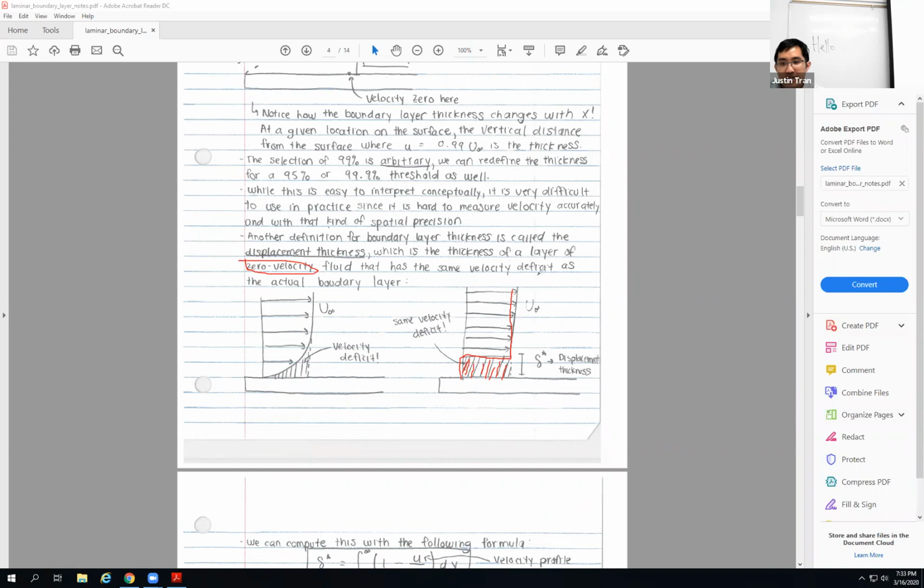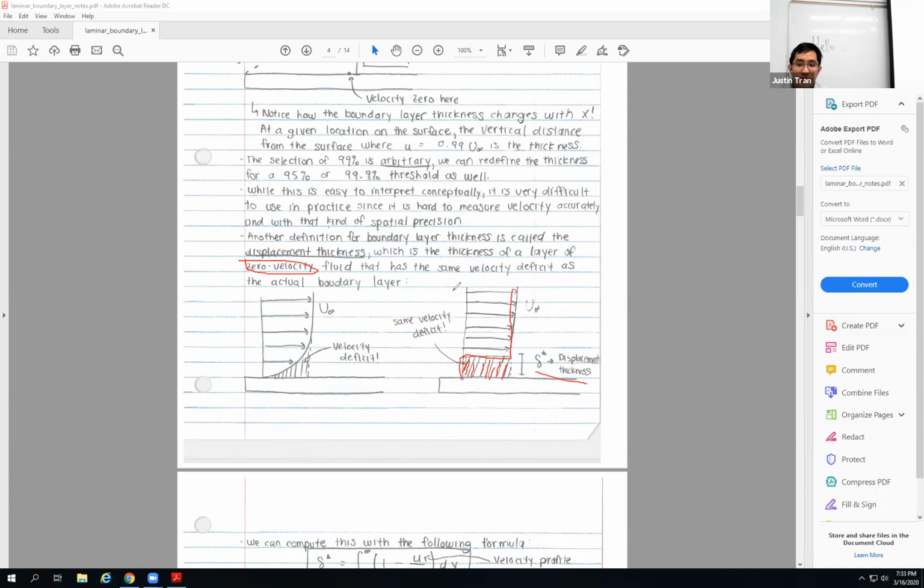Okay? It's important to note that when we draw this picture for the displacement thickness, this is just an imaginary velocity profile. Obviously this can't happen in practice, because we can't have a very fast drop off right here, where we go from zero and then all of a sudden up to U infinity. This is just a theoretical construct to help us define this boundary layer thickness for the use of calculations.